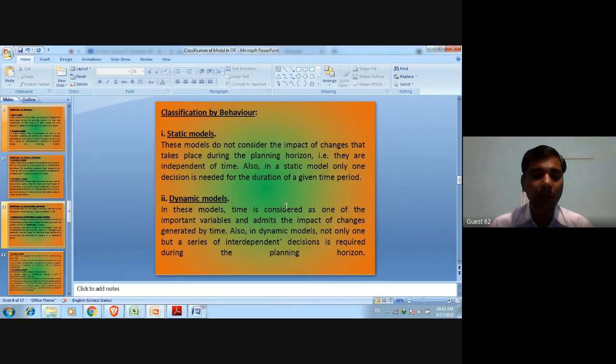Also, some variables used are interdependent. It means if there is any impact on one decision variable, the impact of that decision will also affect other decision variables. So you can change your decisions according to the situation or time. This type of model is called a dynamic model. And what about the next?